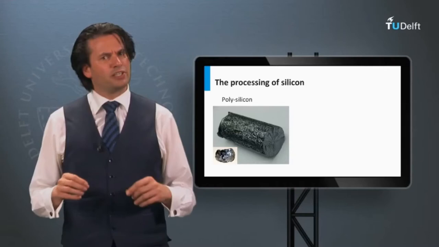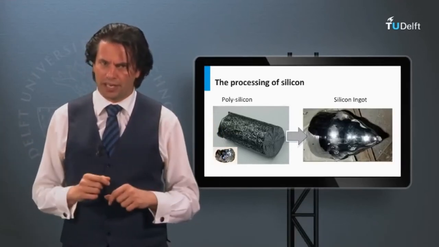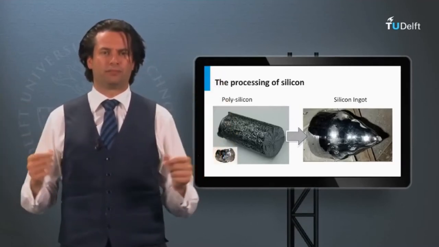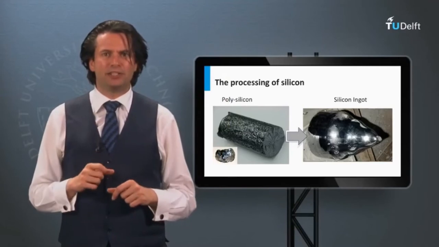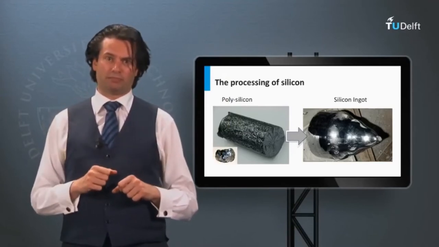But first, we consider two methods to make monocrystalline silicon ingots. Ingots are large blocks of crystalline silicon. The monocrystalline ingots are solids that consist of one big crystal. In the next animation, you will be introduced to the Czochralski processing method.